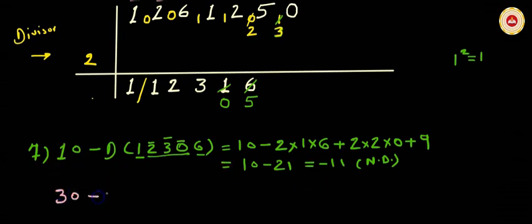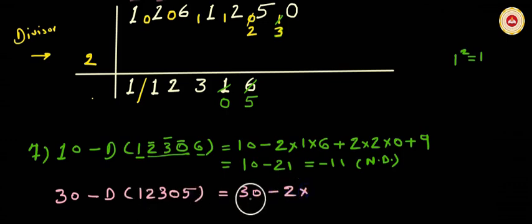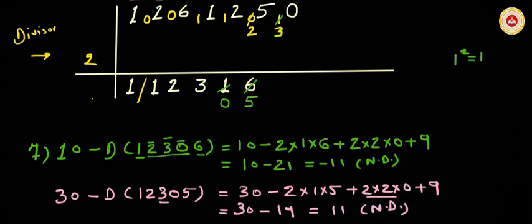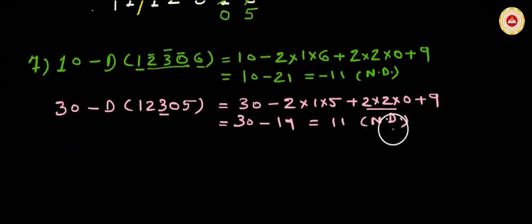30 minus duplex of 1 2 3 0, and this time it is 5, which is equal to 30 minus 2 times 1 multiplied by 5 plus 2 multiplied by 0, plus the middle digit squared, that is 9, which is equal to 2 5s are 10, this is 0, 2 5s are 10, 10 plus 9 is 19, so 30 minus 19, which is equal to 11. Yes, this is a positive net dividend.